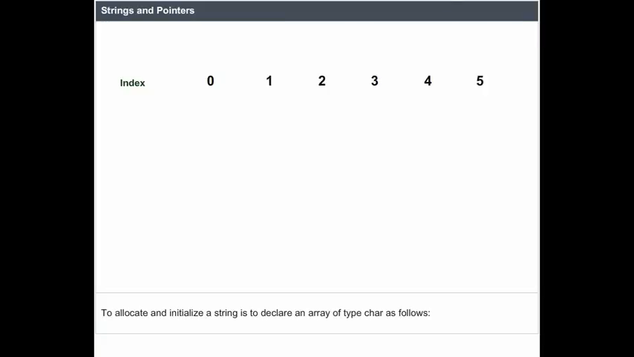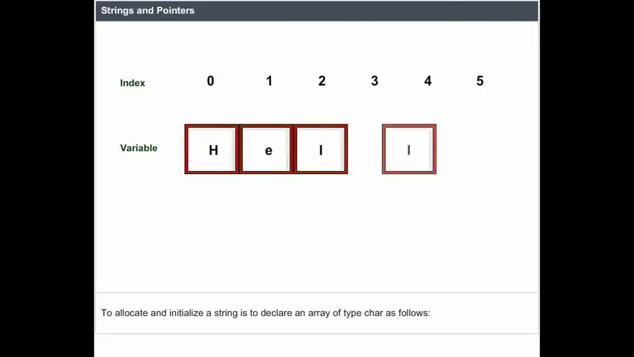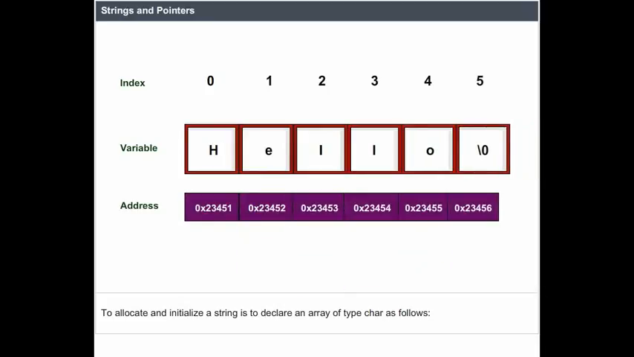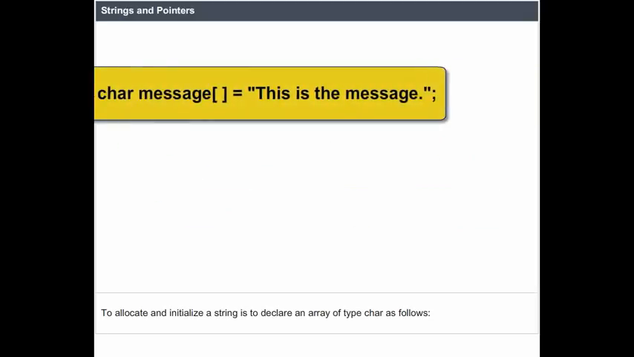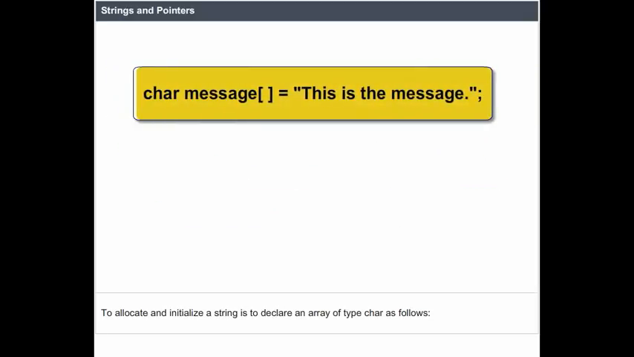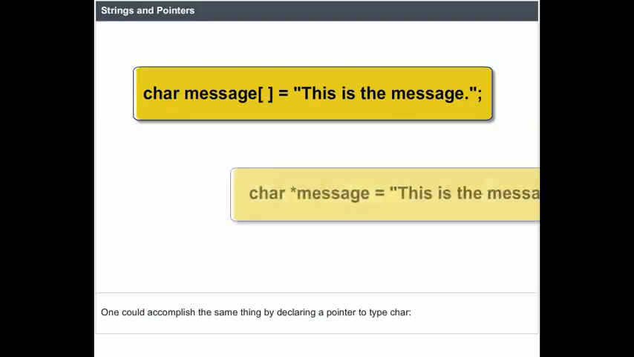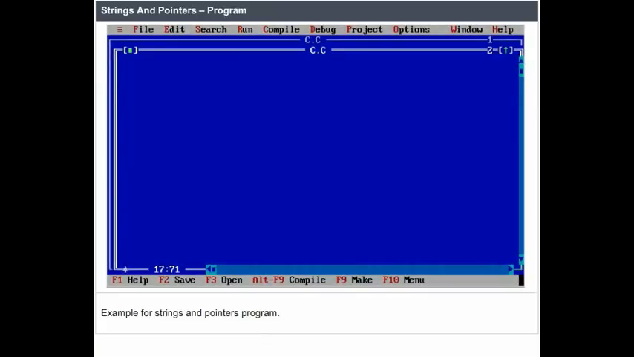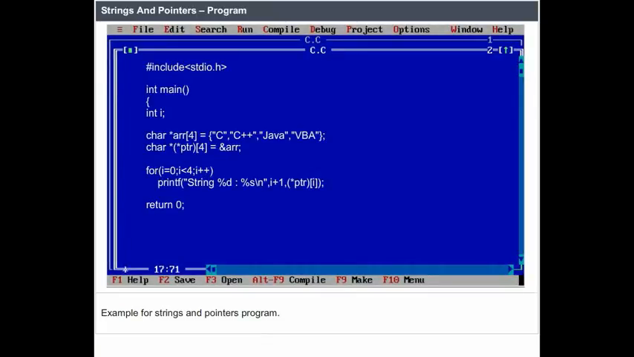Strings and pointers. To allocate and initialize a string is to declare an array of type char as follows: char message[] = "This is the message"; One could accomplish the same thing by declaring a pointer to type char: char *message = "This is the message"; Example for strings and pointers program. Output.